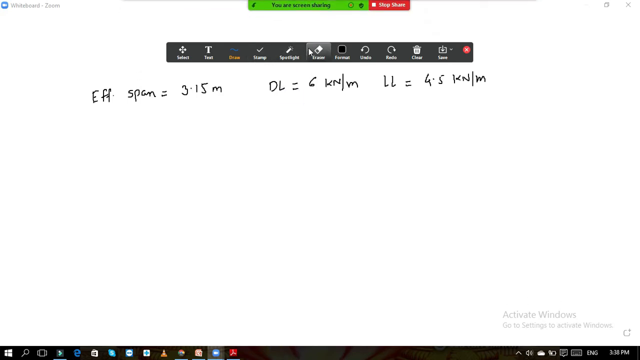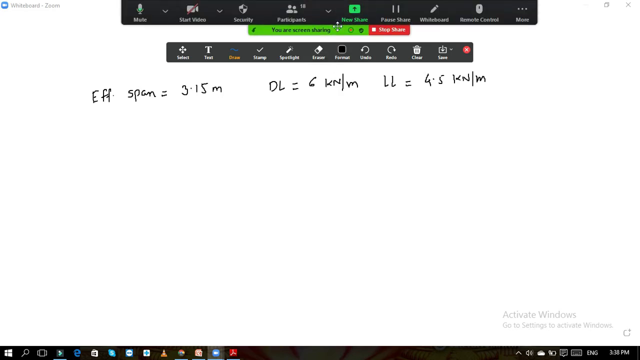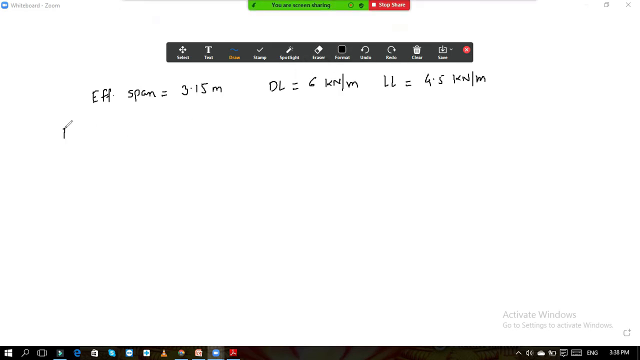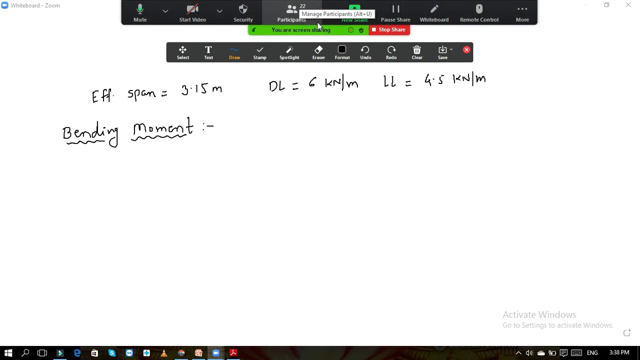The next calculation is of bending moment. Now we are going to calculate the bending moment. Where we are going to calculate the bending moment, that is most important. So see, to calculate the bending moment, there is a clause given in the IS code. So we will move to that clause first, and then we will calculate the bending moment.